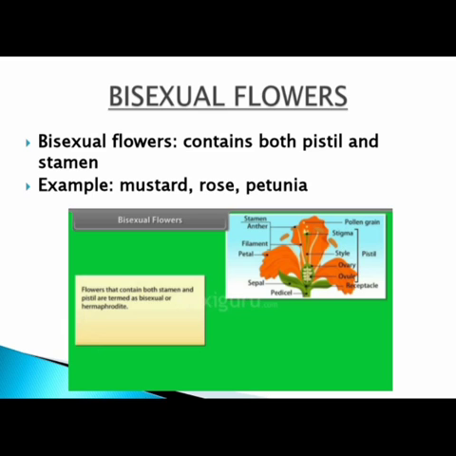Coming to bisexual flowers, bi means two. So here flowers have both pistil as well as stamen. The best example is hibiscus, right? It has both pistil as well as stamen. Just now we saw it in the second slide, right? So flowers that contain both stamen as well as pistil are termed bisexual flowers. Examples: mustard, rose, petunia, all these flowers are said to be bisexual flowers.